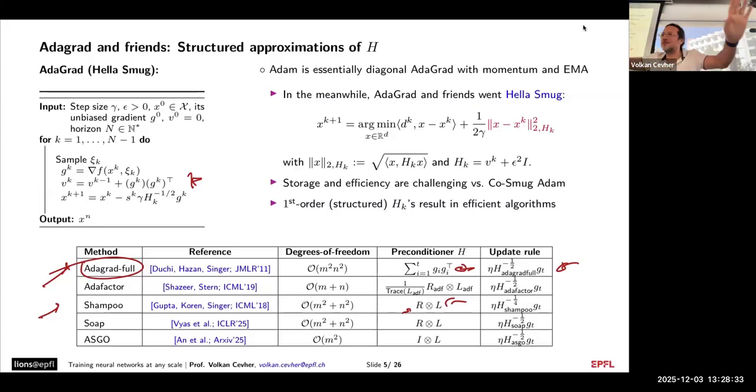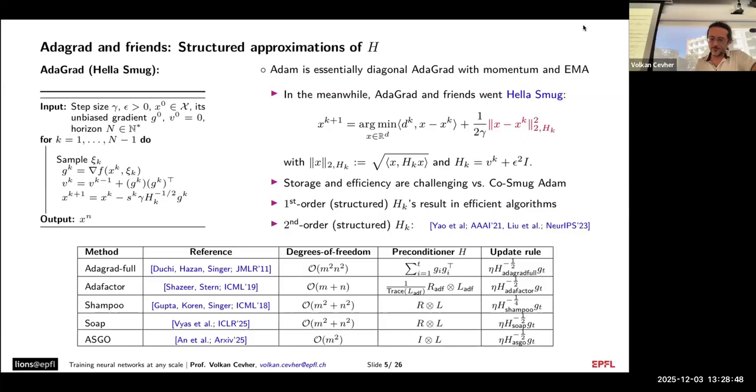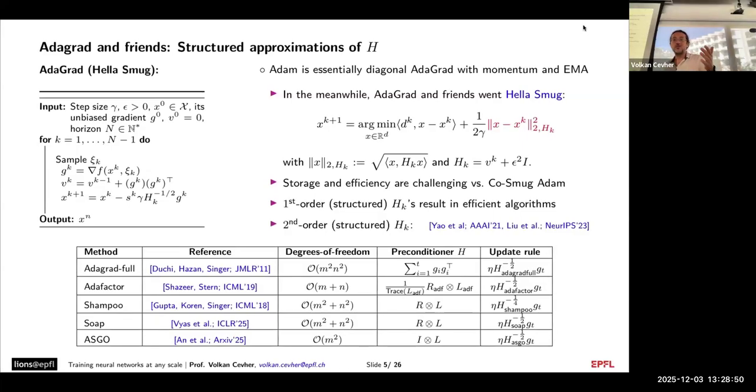So there is a shower theme here. You make up your own mind depending on how you do your showering. But you can do a one-sided version, left and right, and you can give some guarantees in terms of convergence. So I like this one as well.